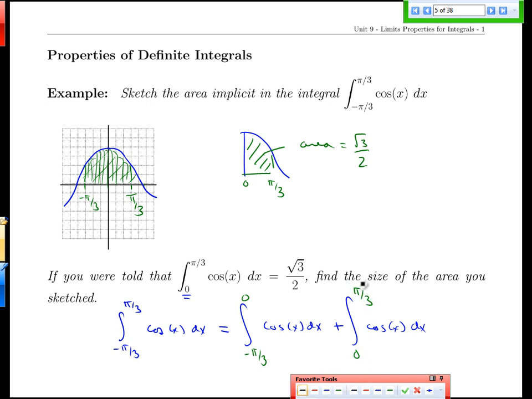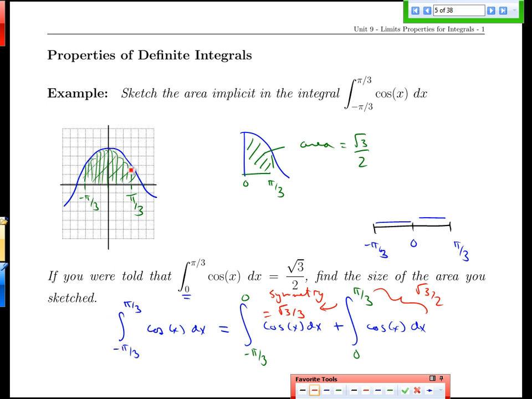So what have we done? We've simply taken the interval from negative pi over 3 to pi over 3 and broken it into two pieces, two segments, and written our integral in those two segments. And the reason we might want to do that is that we know this now is root 3 over 2, and by symmetry, cosine is exactly the same shape on the other side. We can immediately infer that this is also equal to root 3 over 2.